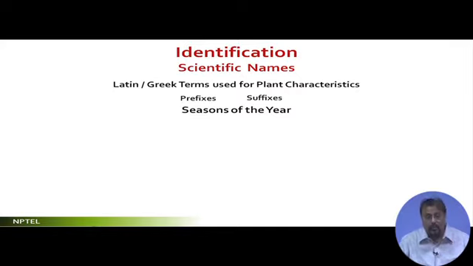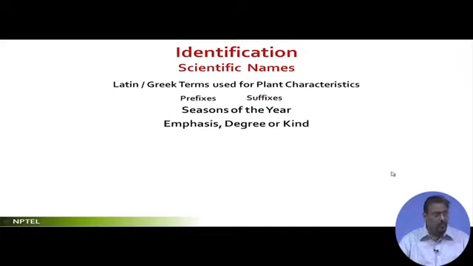The unique name is the genus, and then the next part has to be a unique name. Generally, I have found that there are sometimes two names for the same plant, but one has to use them very cautiously, knowing which one best represents it. It may be seasons of the year represented, or emphasis, degree or kind.